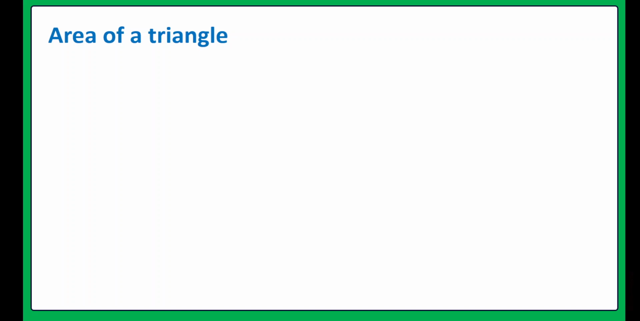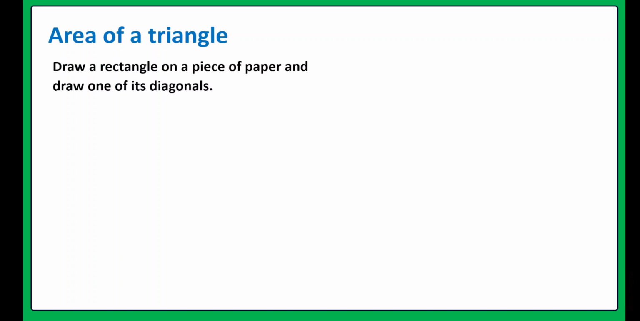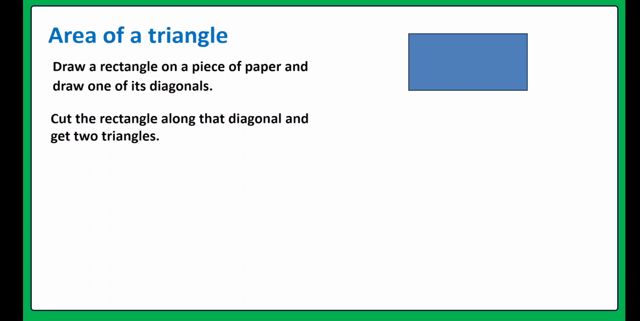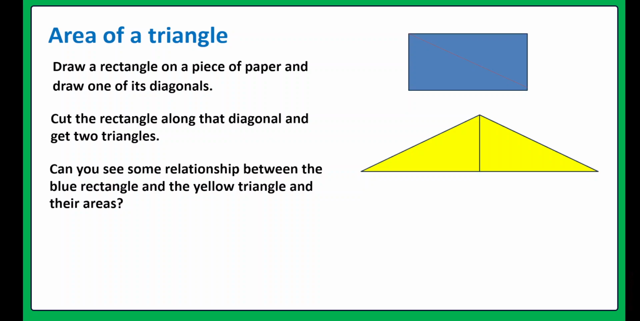Let us see area of a triangle. Draw a rectangle on a piece of paper and draw one of its diagonals. Cut the rectangle along the diagonal and get two triangles. So we are drawing a diagonal, cutting along it and getting these two triangles. If we observe, there is a relationship between the area of this rectangle and the triangles we got. Both are equal. So area of a rectangle is equal to area of a triangle.